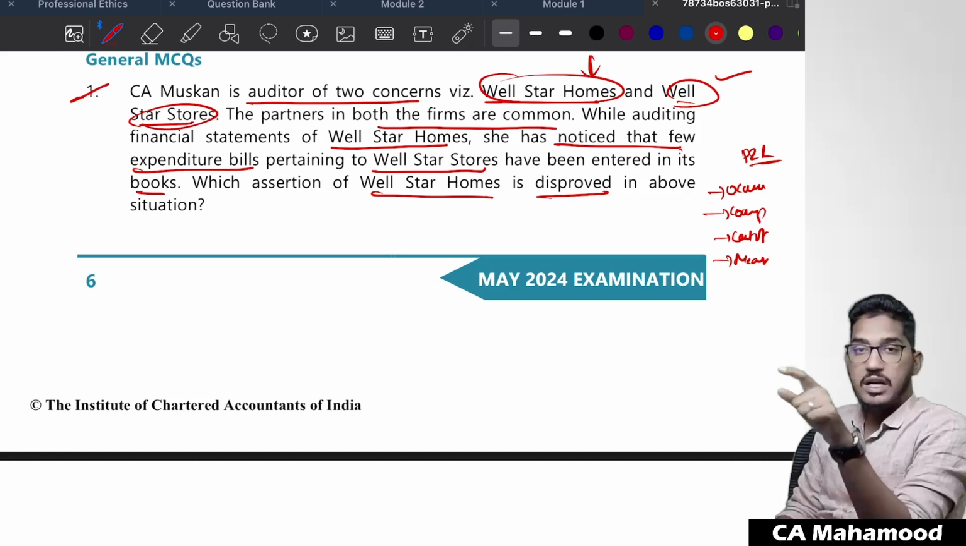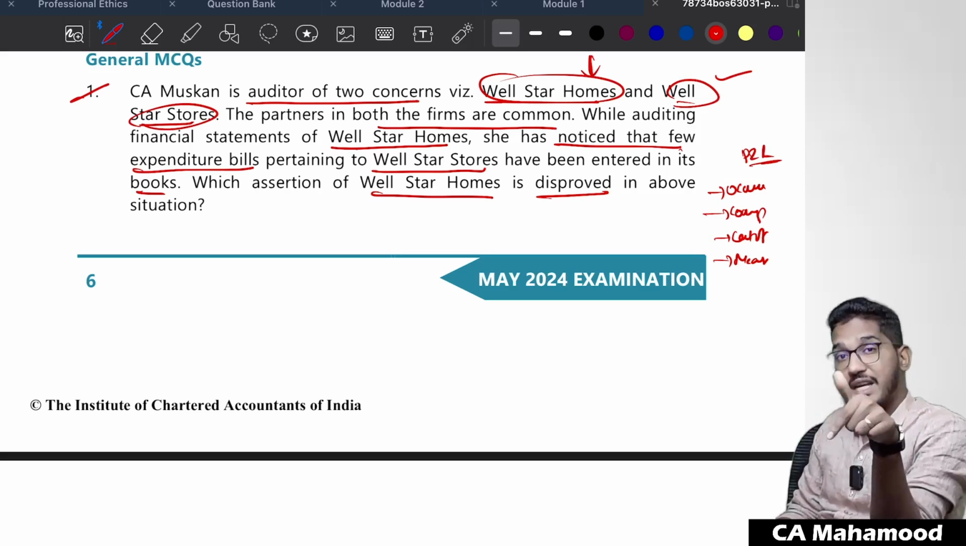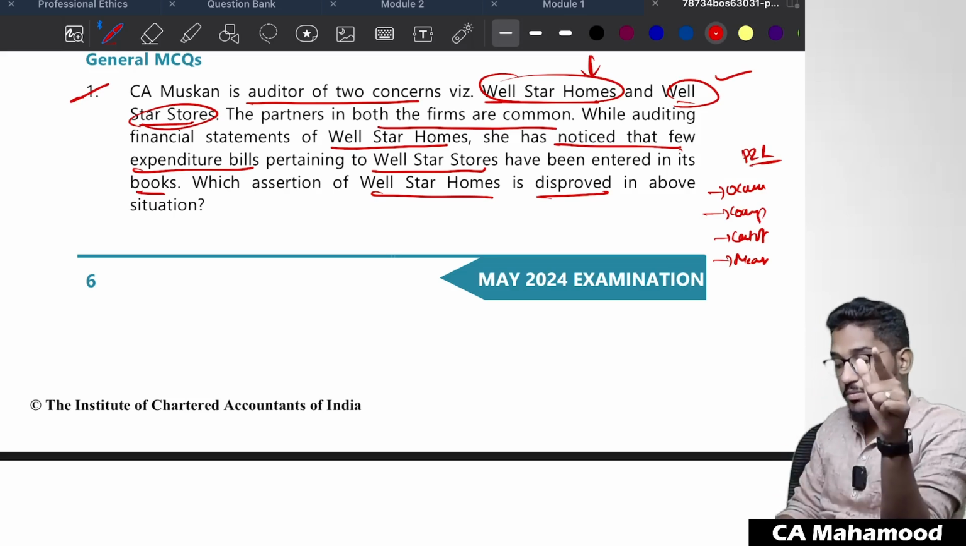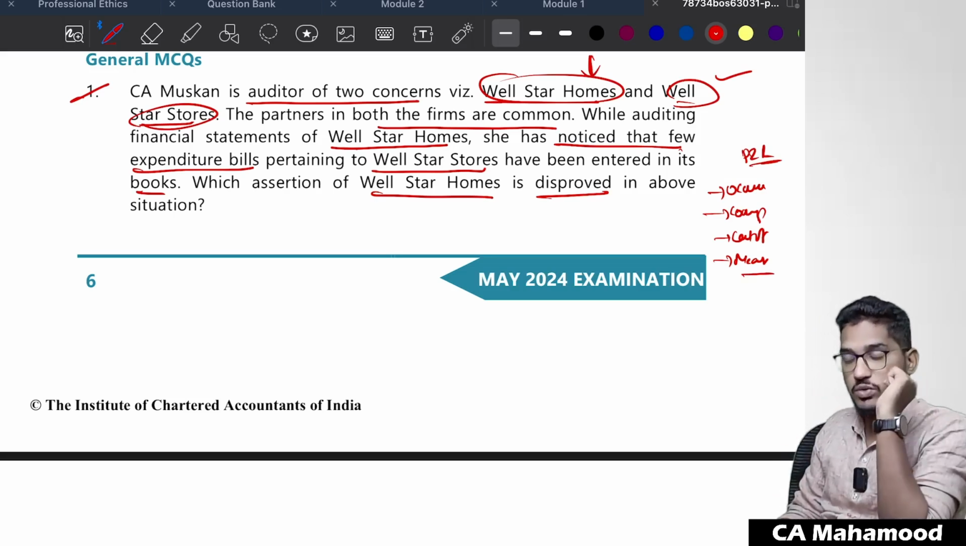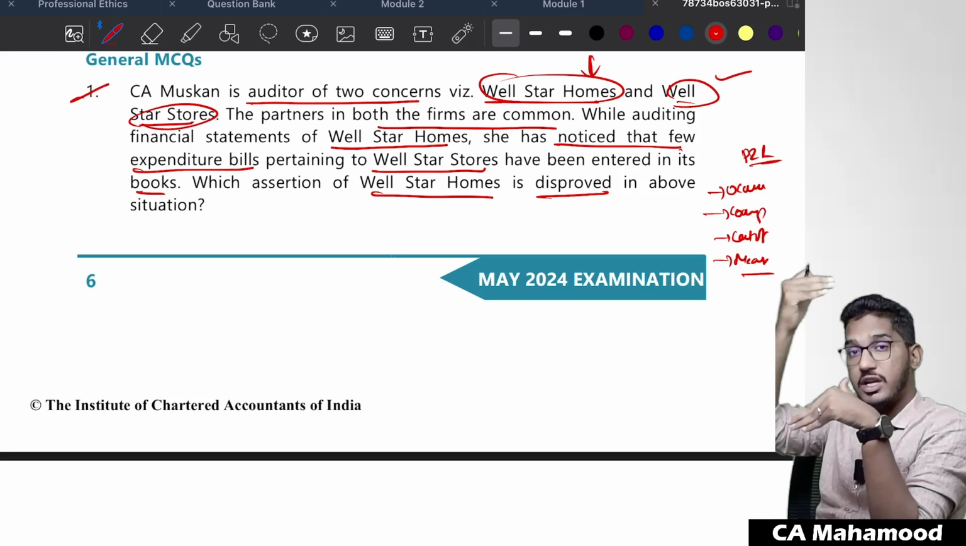That is occurrence. Completeness: no expense should have been missed out. All the expenses should have been recorded. That is completeness. Cut-off: expenses should relate to the current financial year. That is cut-off. Measurement: expenditure has been shown at the correct amount. So you tell me, expenditure belonging to others has been recorded in your client's books.